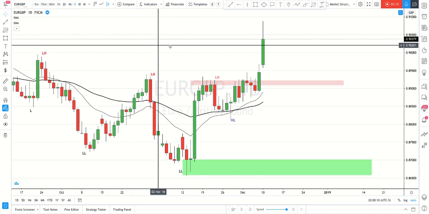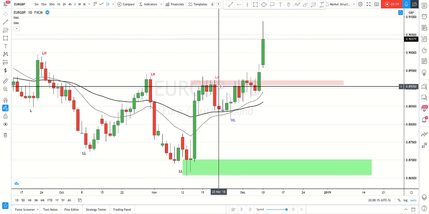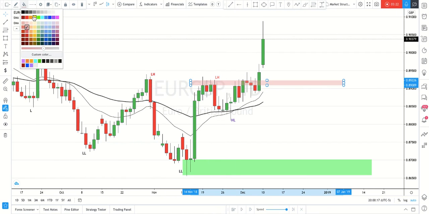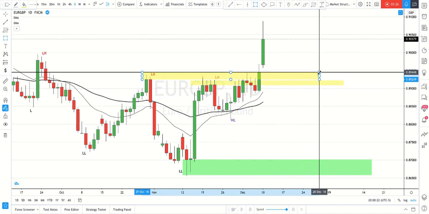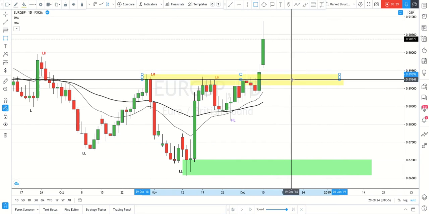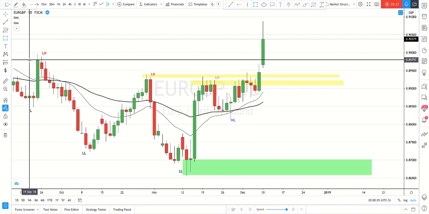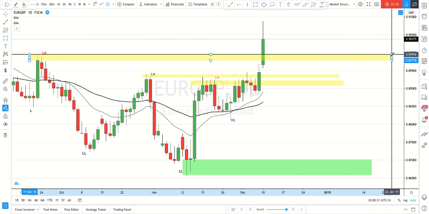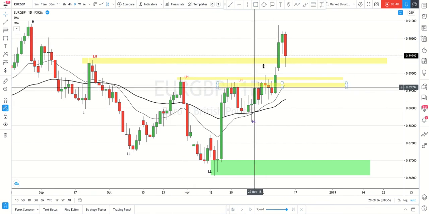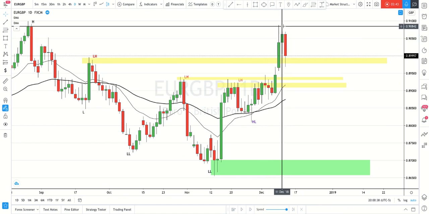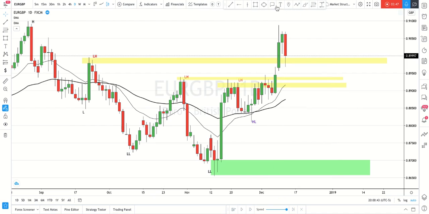Now, since they are all broken, and they are now even closed above, I'm going to go back and mark them, but I'm going to mark them yellow. Reason being because they are not resistance or support, but nonetheless, they are still new structure points. And what I would like to see them do is either act as resistance or support. So price continues to move higher and higher, but as you can see, price comes to a stop just a few pips below this previous all-time high.